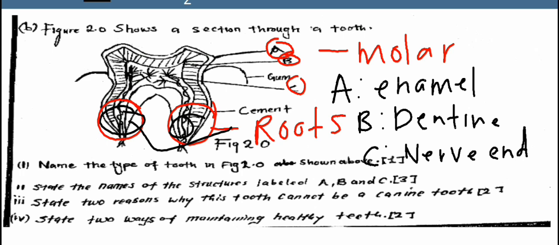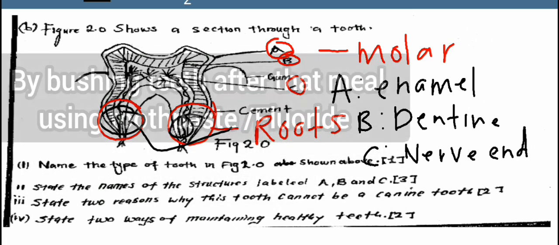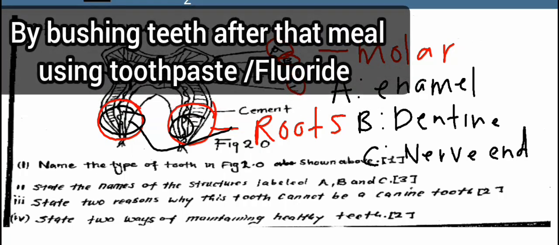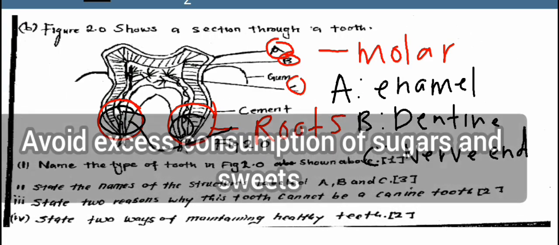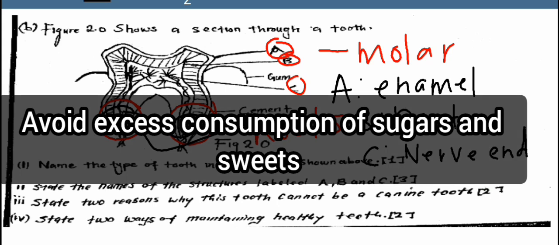Then as for the last one, Roman numeral number 4, it is saying state 2 ways of maintaining healthy teeth. So the first one, we can just say by brushing teeth after the meal using the toothpaste or fluoride. And apart from that one, you can also include by avoiding the consumption or excess consumption of sugars and sweets. So that was the last one.